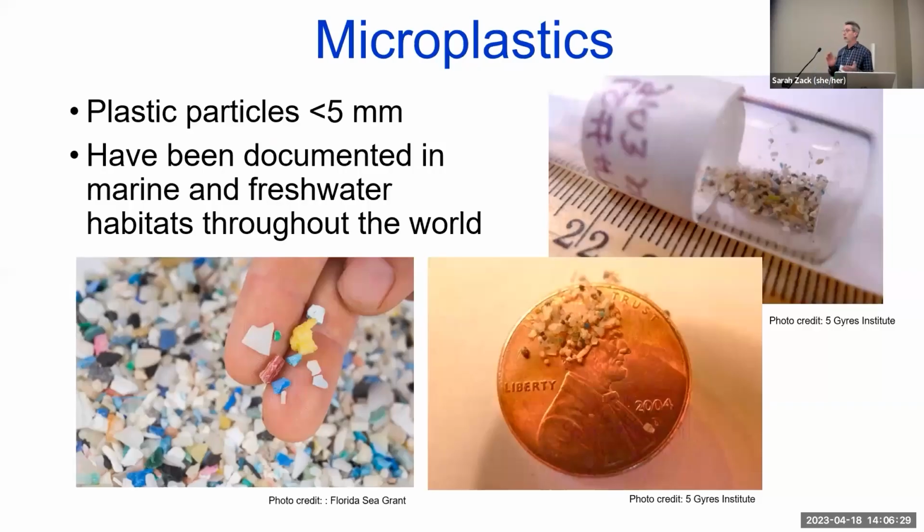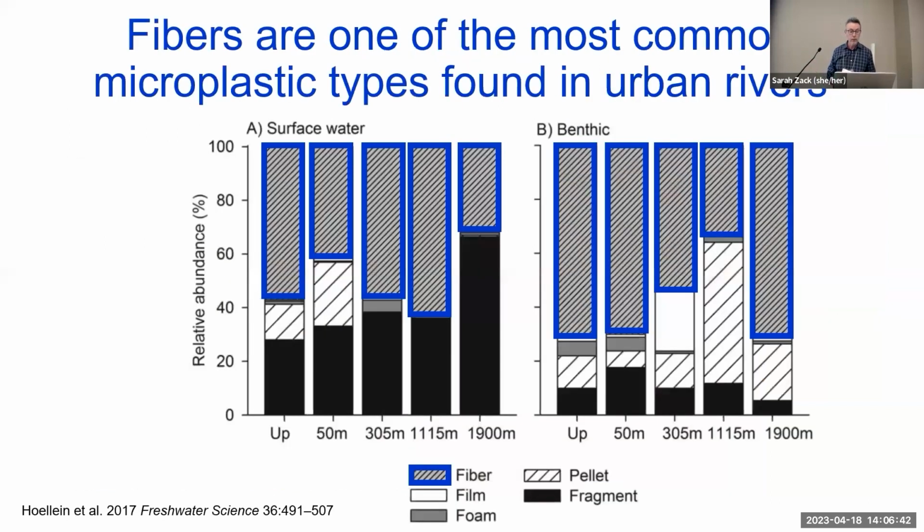Okay. So microplastics, of course, are plastic particles that are less than 5 millimeters in size. They've been documented in aquatic habitats throughout the globe, including both marine and freshwater ecosystems. When we look in urban rivers, like this is some data that we collected from the Chicago River, it's been seen by other studies as well. Fibers are one of the most common microplastic types we find in these habitats.